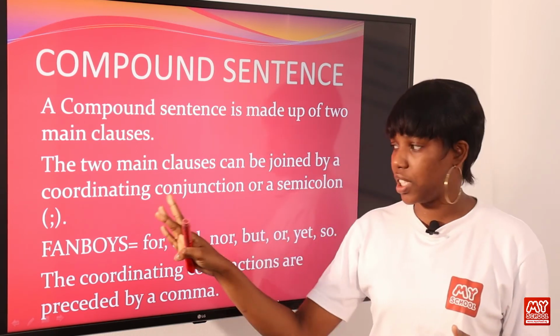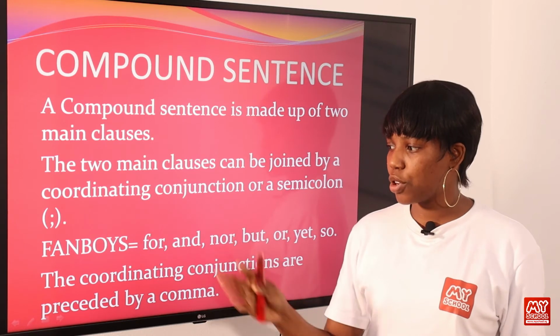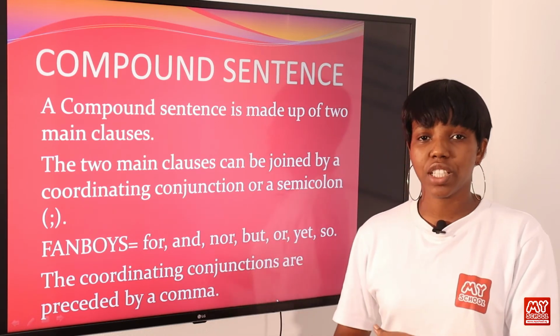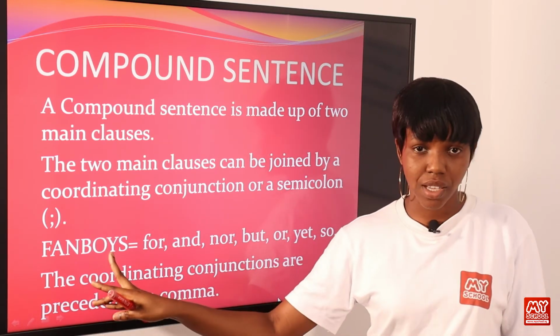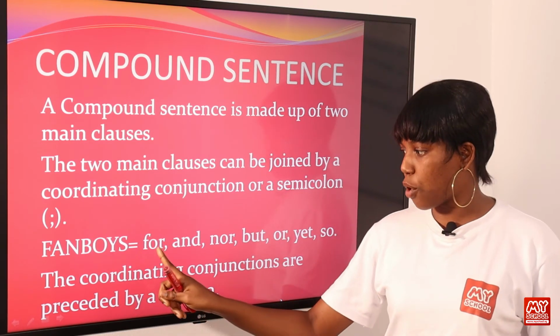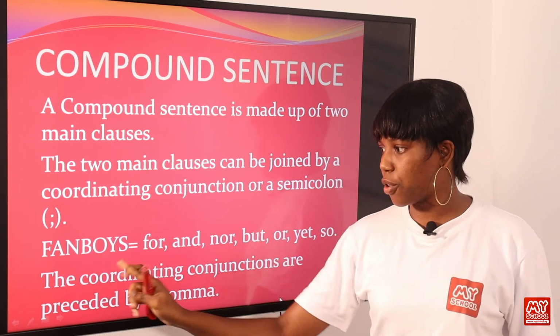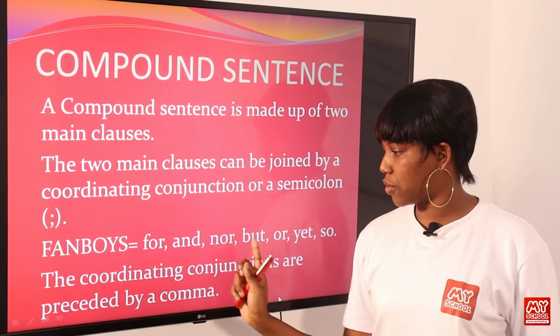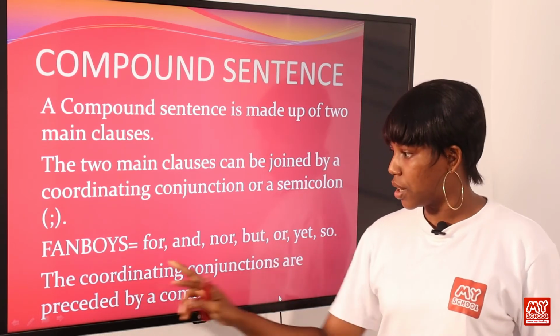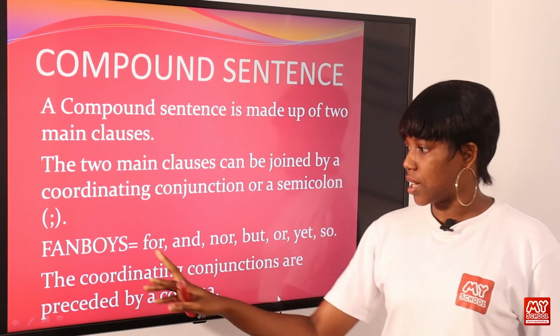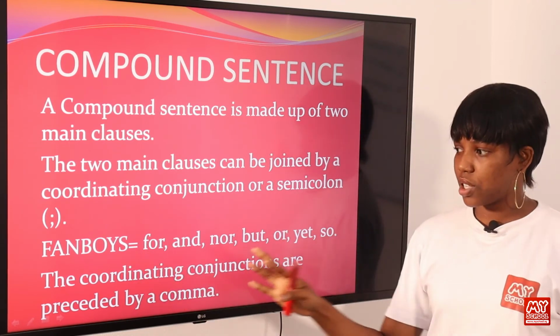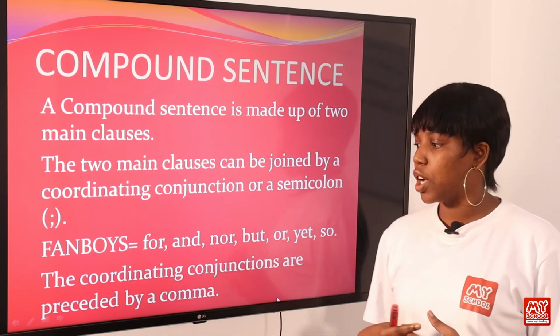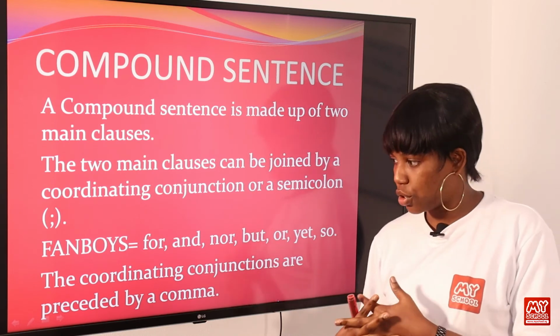Now, what are coordinating conjunctions? The acronym for the common coordinating conjunctions is FANBOYS, and you have 7. F stands for for, A stands for and, N stands for nor, B stands for but, O stands for or, Y stands for yet, and S stands for so. So this is the acronym, and it will help you remember the coordinating conjunctions.